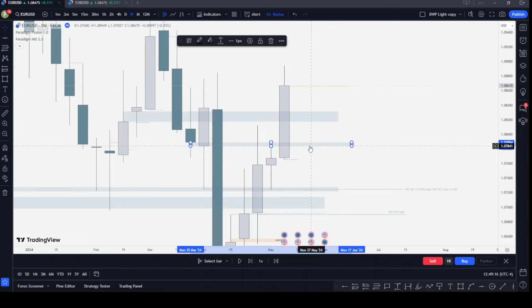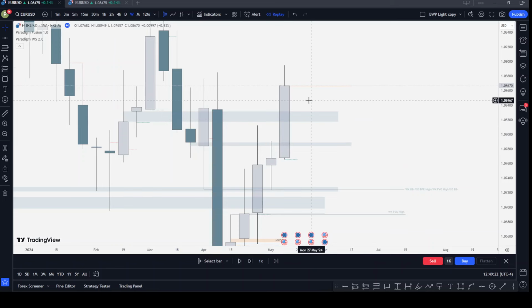So how do we now build our buyers for this current week? As usual, we are going to mark out the new week opening gap that has just had a change in state. This guy has had a change in state. This one we marked out here. Price has closed above it.